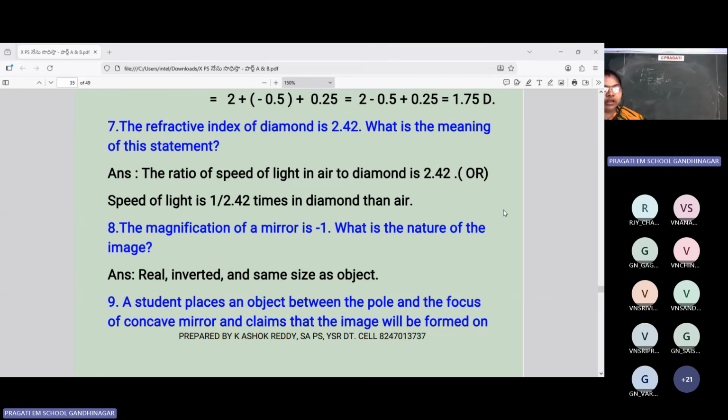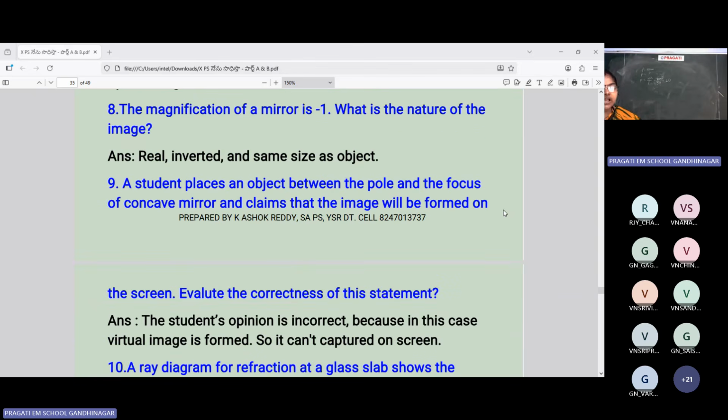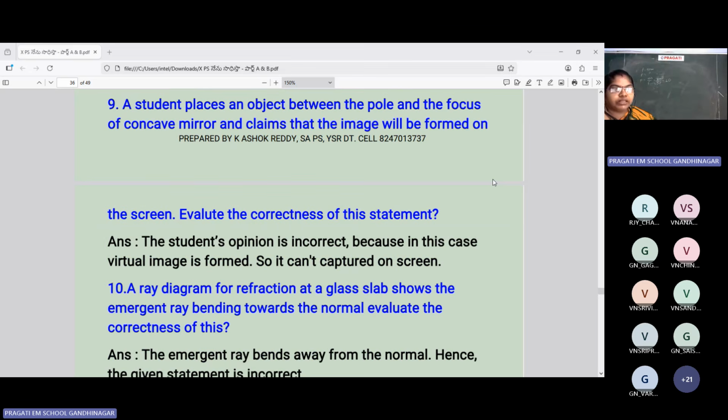See, eighth question. The magnification of a mirror is -1. What is the nature of the image? In the mirror's magnification, negative sign indicates it is real and inverted. Positive sign indicates it is virtual and erect. So here -1 is given. Real, inverted and same size as the object. Okay. Next, see ninth question. These types of questions are also very important.